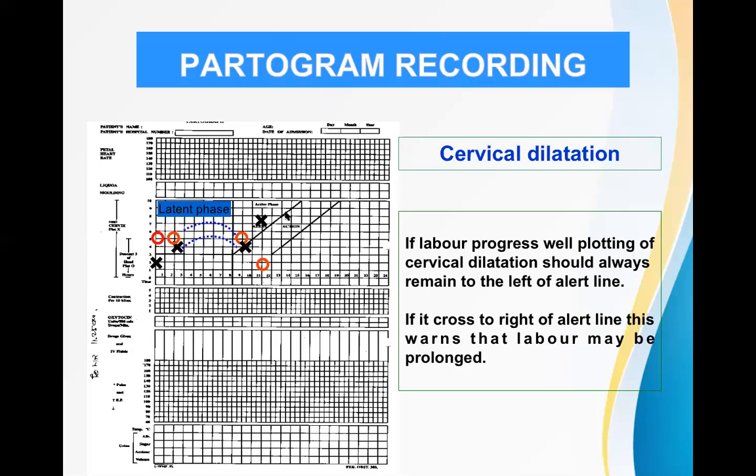See this? The first line, this type of line, is the alert line. The second is the action line. So if it crosses to the right of the alert line, this is the right side, here is the left side, the labor is already prolonged and we need to take certain action. If it really crosses right of the action line, then it's already a bit worrisome for us. We definitely need to take certain action. This is the meaning.